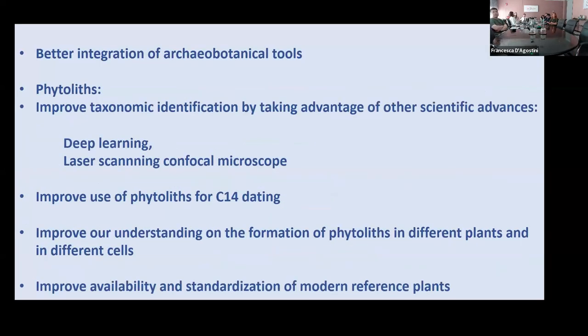And well, what do we want to do from here? I mean, improve taxonomic identification by taking advantage of other scientific advances like deep learning, which is what Oriol will talk about later. Or laser scanning confocal microscopy, improve the use of phytoliths for C14, and improve our understanding of the formation of phytoliths in different plants and in different cells, because this will also help us to understand the post-depositional processes, and why we find phytoliths from some plants but don't find others, independently of preservation. And availability and standardization of modern reference plants.